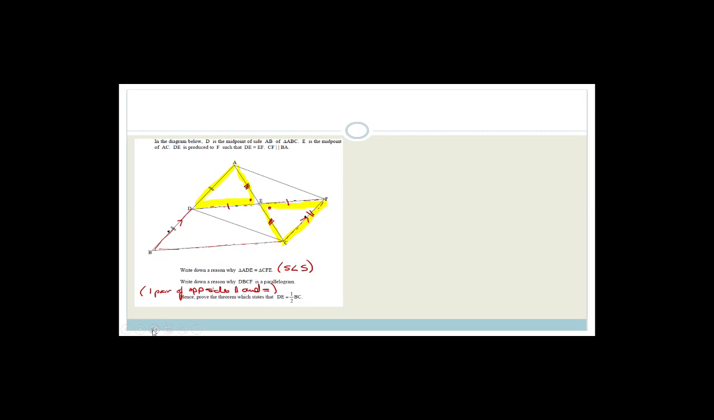Now it says, hence prove the theorem that states that DE is half of BC. That's actually pretty easy, but let's work through it anyway. Do you agree that since DBCF is a parallelogram, we know that DF has to be equal to BC? Opposite sides are equal. Then we know also that point E is the midpoint.